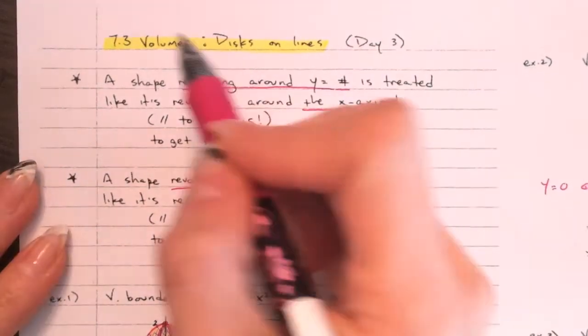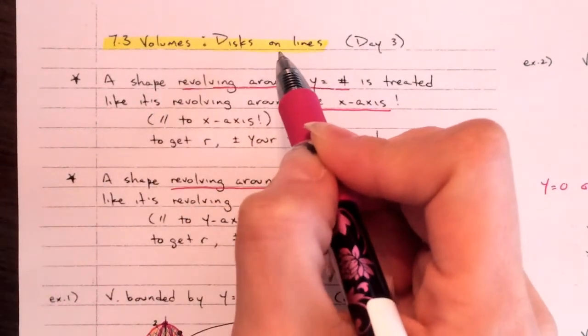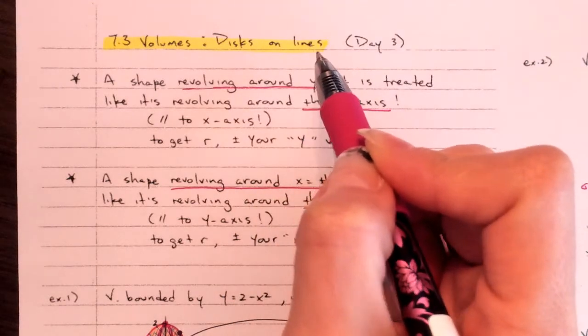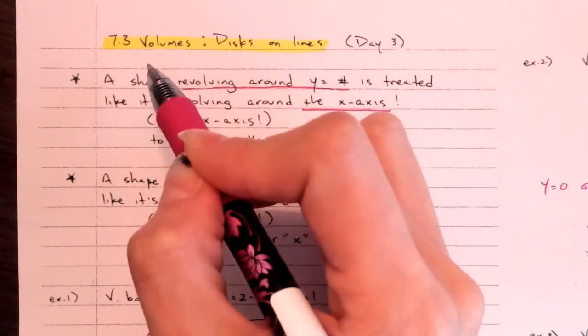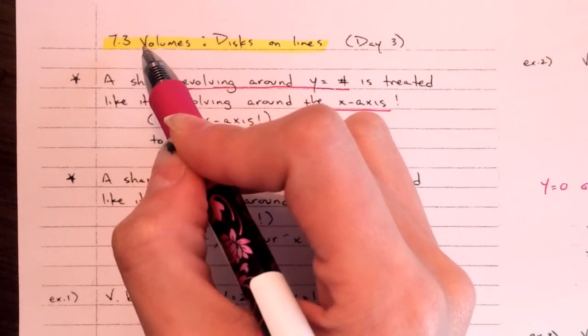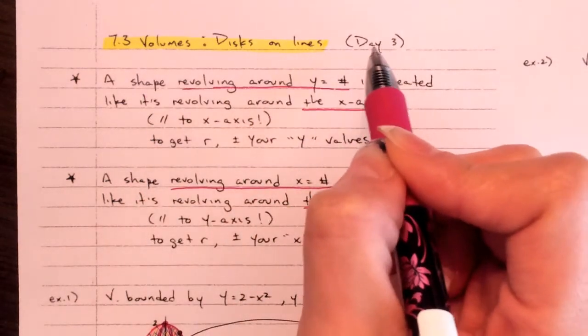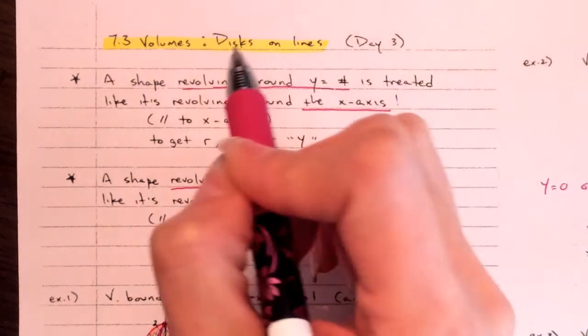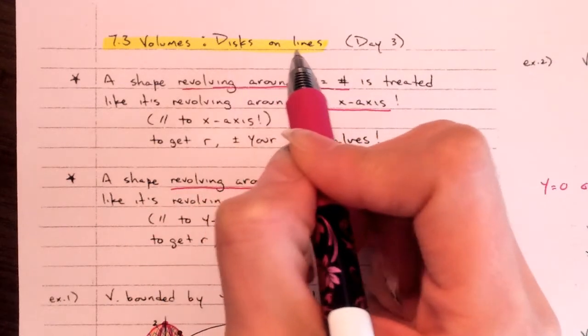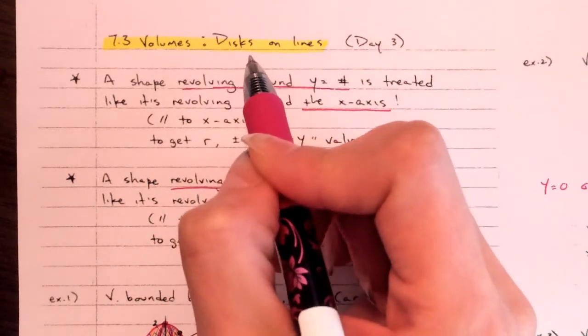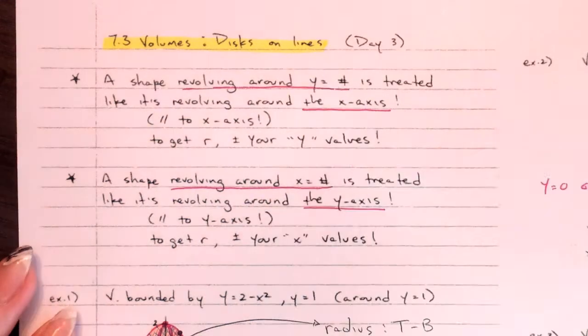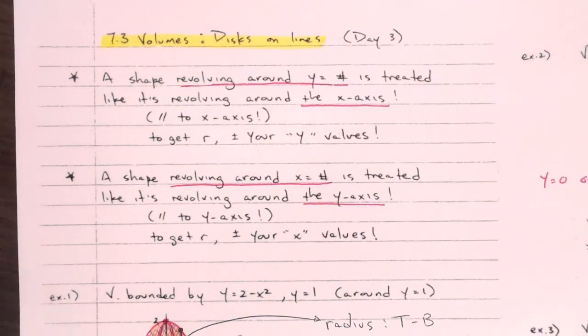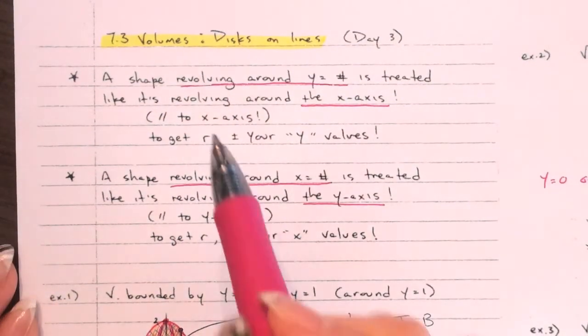Okay, so 7.3, discs around lines. Actually, this is 7.3b, and this is the back of the one that says day 2, right? So yesterday said discs around axes, and now we're going around lines. There's one big difference between the two, and I'll tell you about that in a little bit.